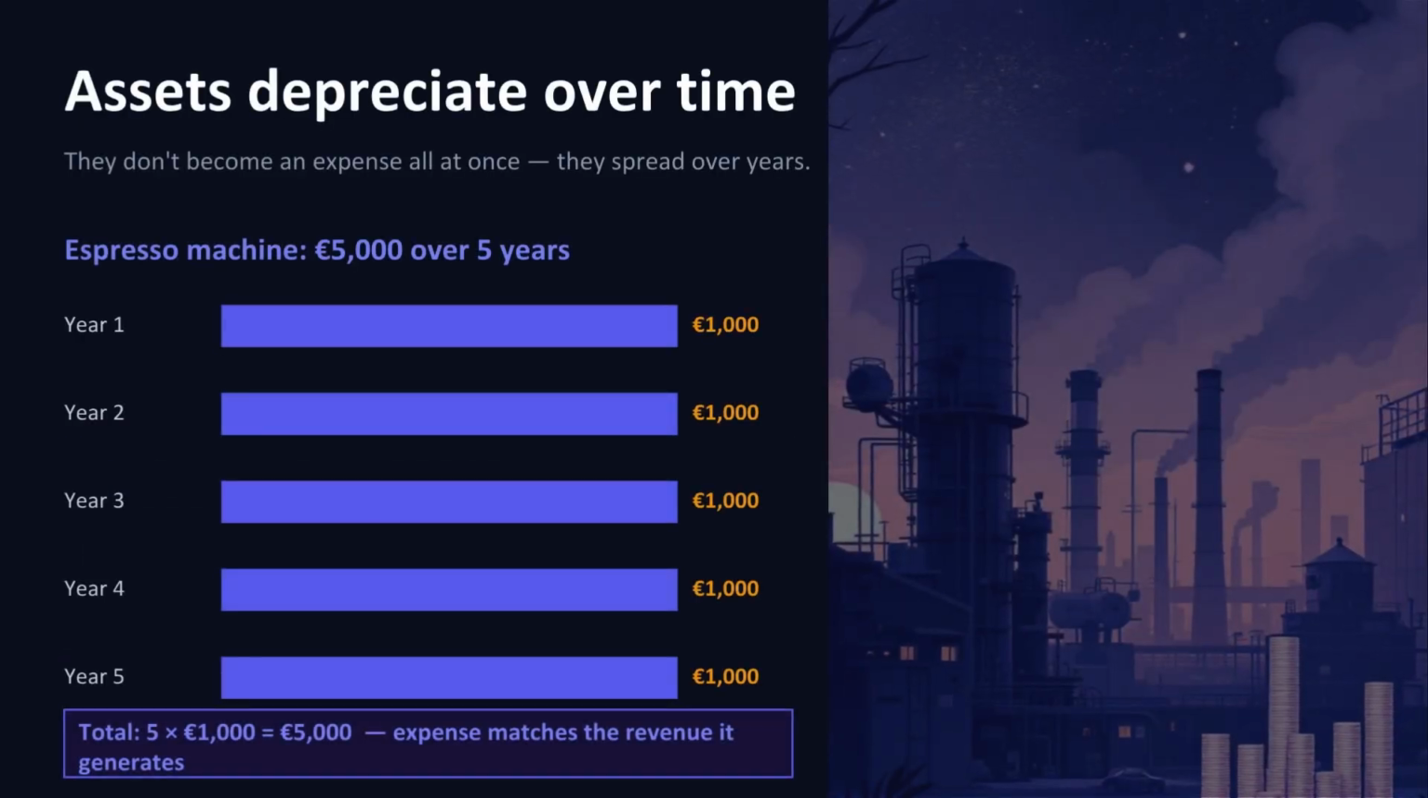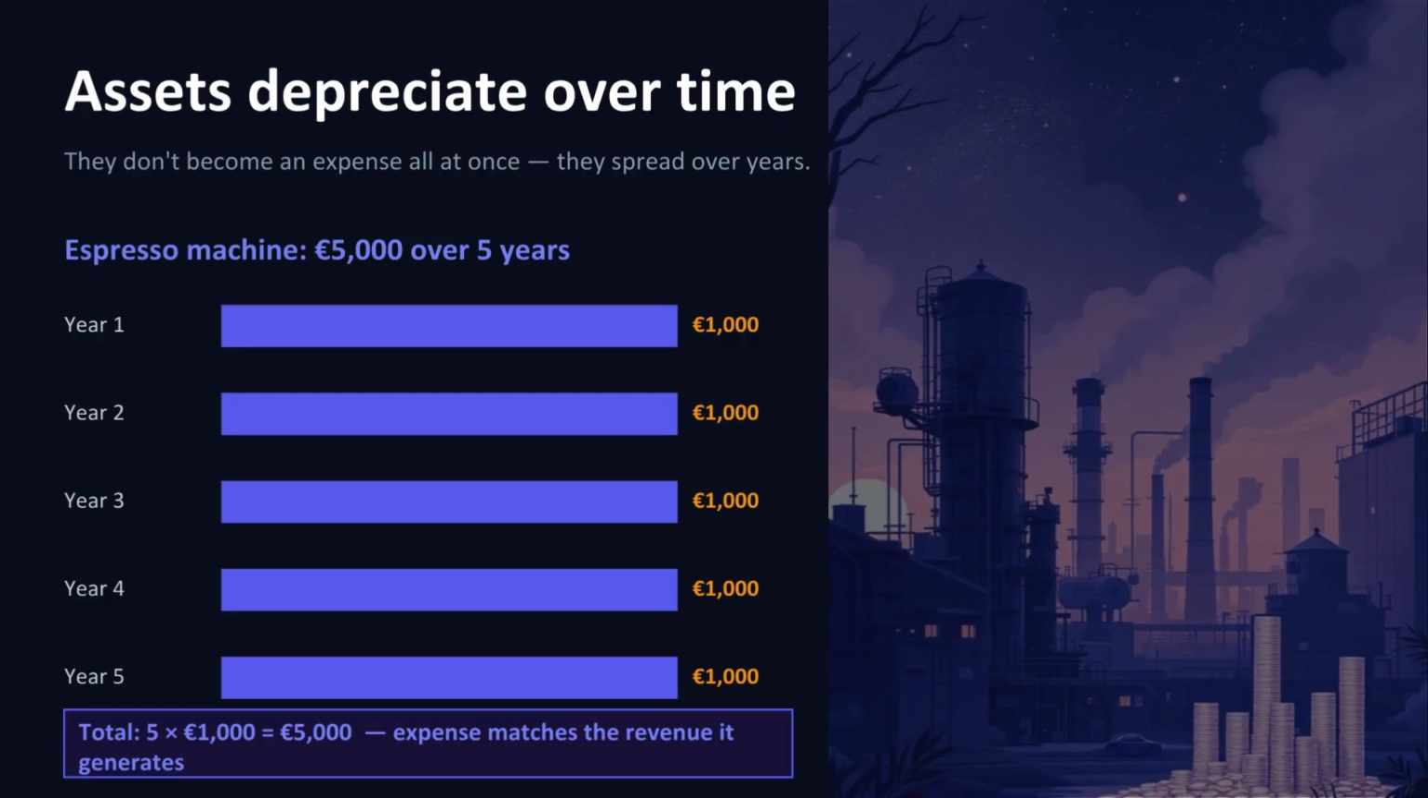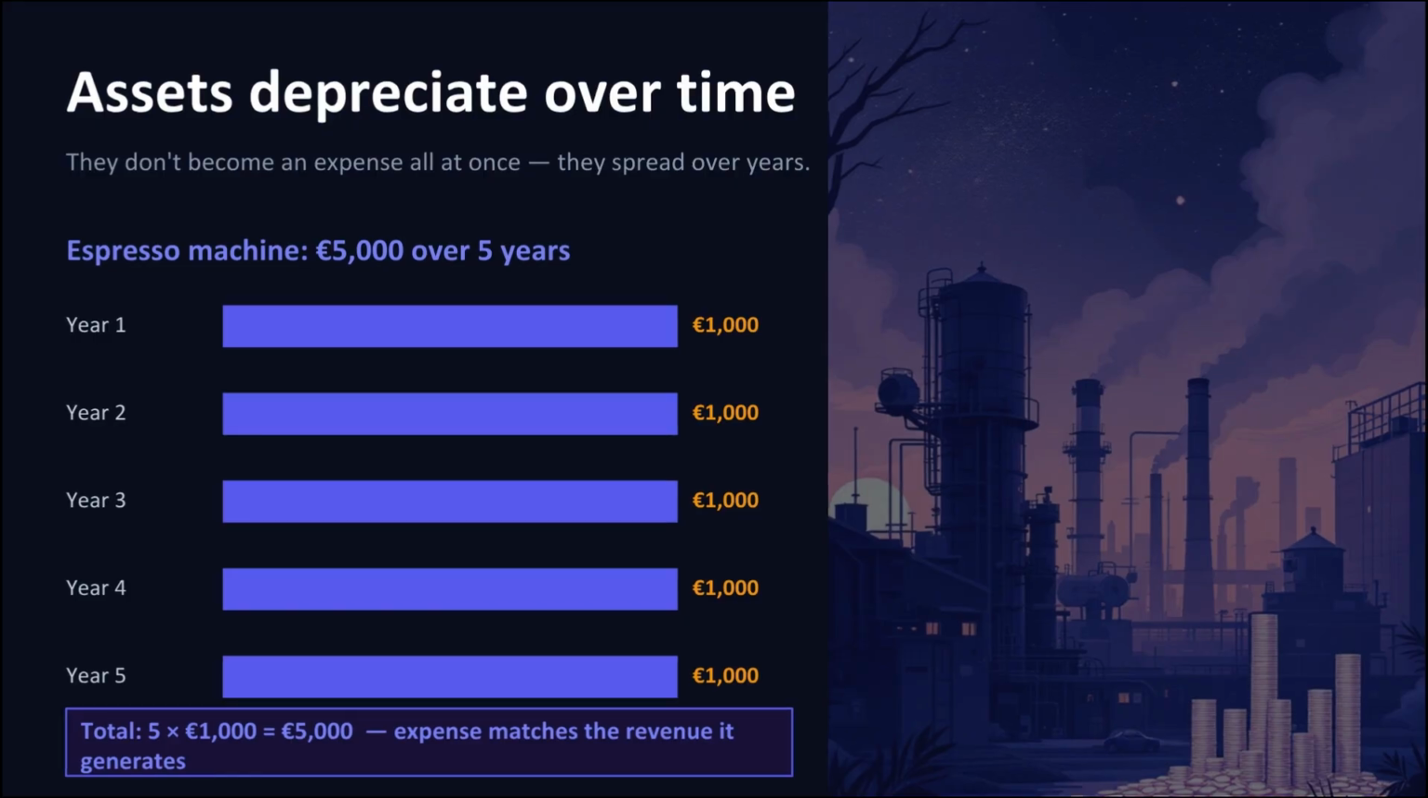So we have established the espresso machine is an asset. But here is the thing: it doesn't just sit on the balance sheet forever. Over time, assets convert into expenses through a process called depreciation. Martin's 5,000 machine is going to be used for 5 years. So each year, 1,000 of its value moves from the balance sheet onto the income statement as a depreciation expense.